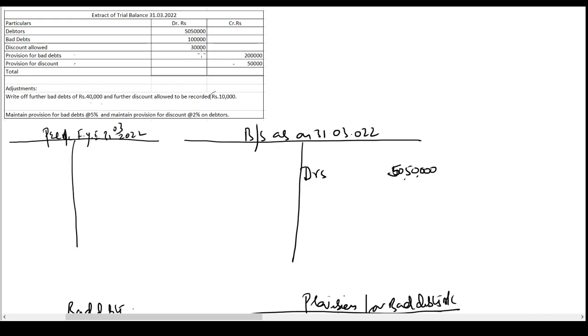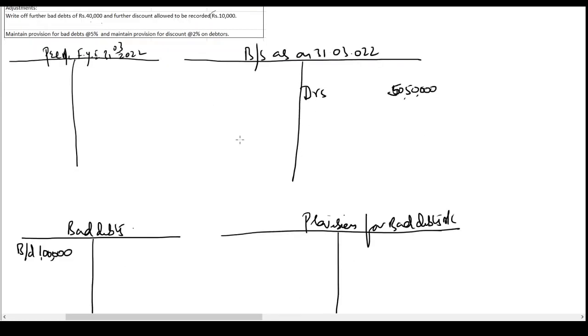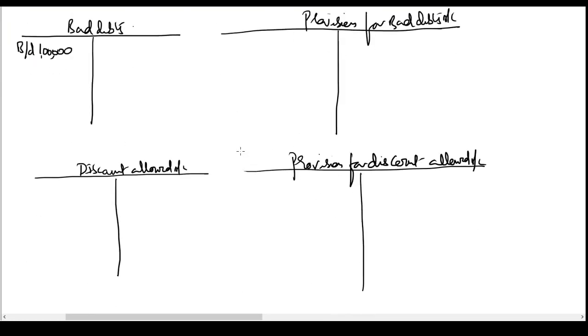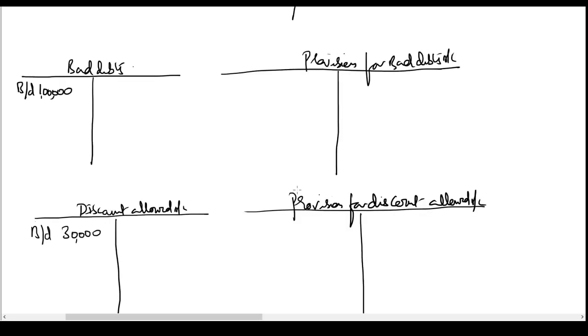And then you have some discount allowed given in the trial balance. Discount allowed of 30,000. Let us go to the discount allowed account. I'll write here brought down 30,000. In the provision for bad debts, we already had a balance of rupees 2 lakh. From the earlier years, we have some balance. Provision for discount account, we already had a balance of 50,000.